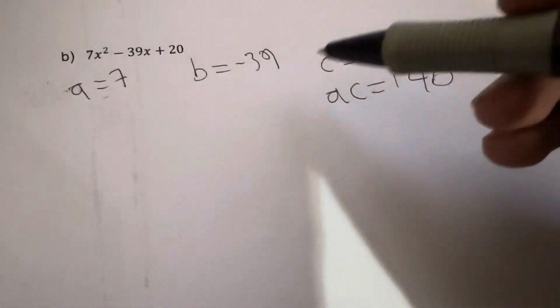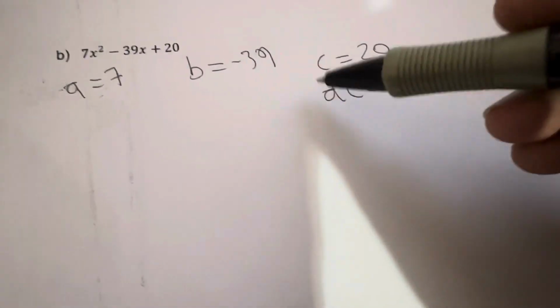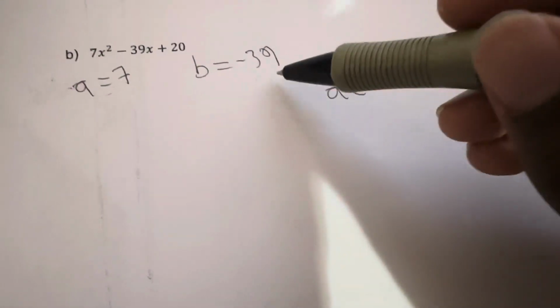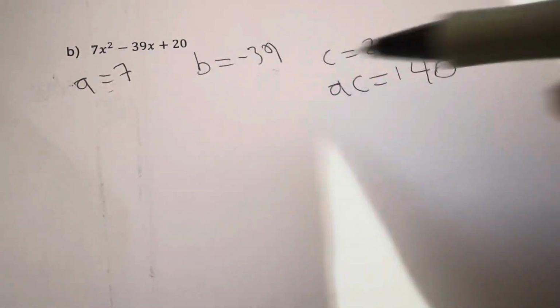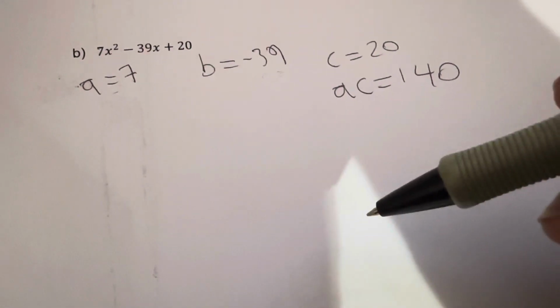Now we think of two numbers. This one's going to be quite difficult, but trust me, you've got it in the bag. Two numbers that add to make minus 39 but multiply to make 140. I'll give you some time to think for this one, because it might be quite difficult.